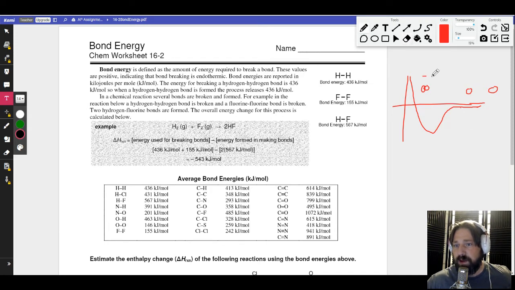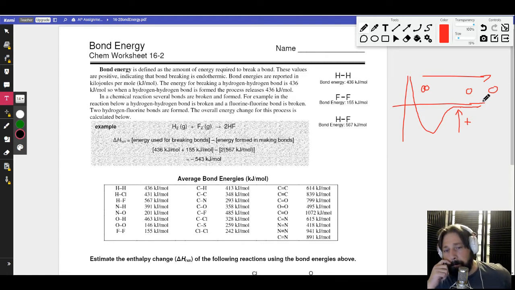If I'm doing it the other way, I'm going from a bond and I'm breaking the bond, that means I'm going up this hill. This is a positive number. This is going to be energy entering the reaction. So this is an endothermic reaction. We are absorbing things.